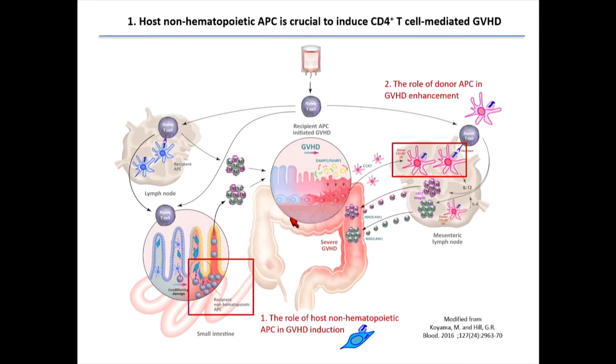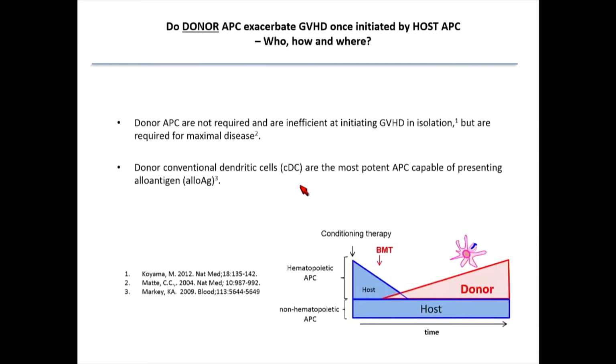Now moving on to the second part, after the GVHD is already induced. What we know about the donor APC is that they are not required and are inefficient for GVHD induction, as shown in the previous slides, but they are required for the maximal disease. Donor conventional DC are the most potent APC capable of presenting antigens. So we know the donor APC exacerbate GVHD, but we don't know the further mechanism: who, how, and where.